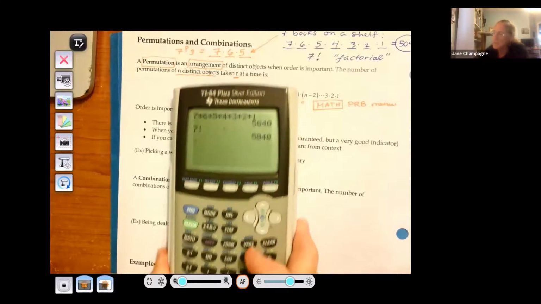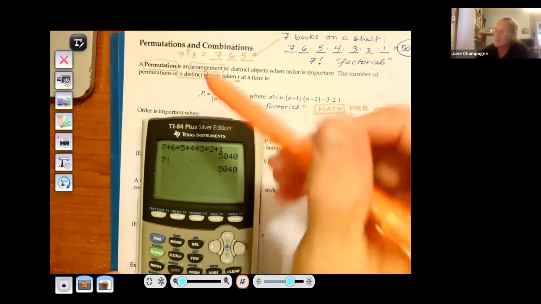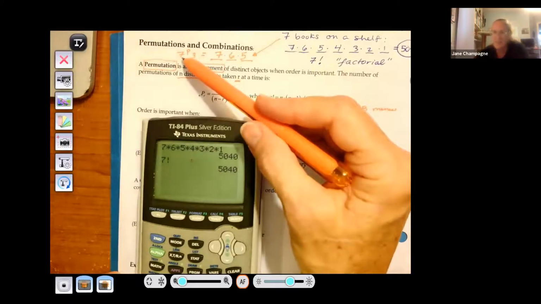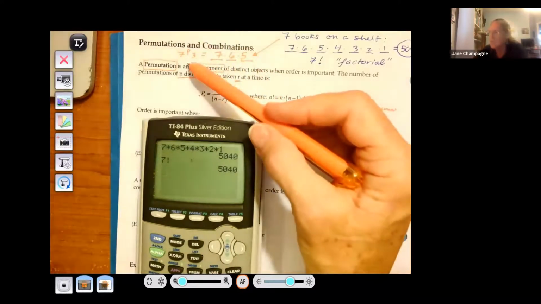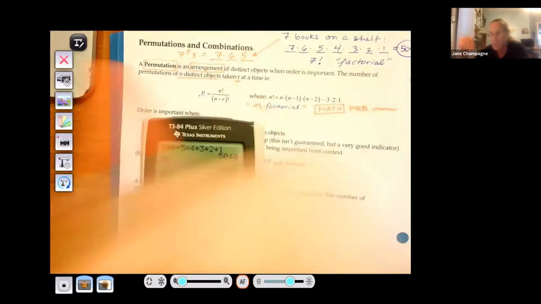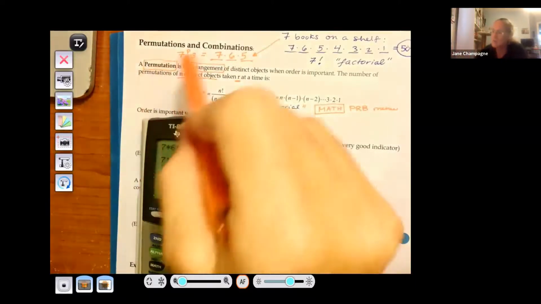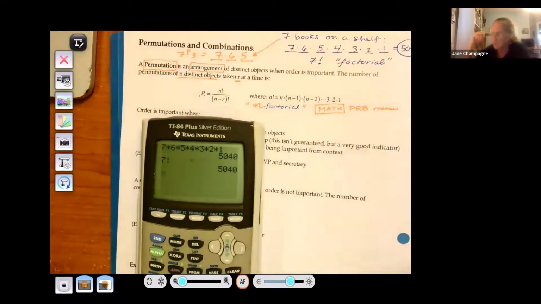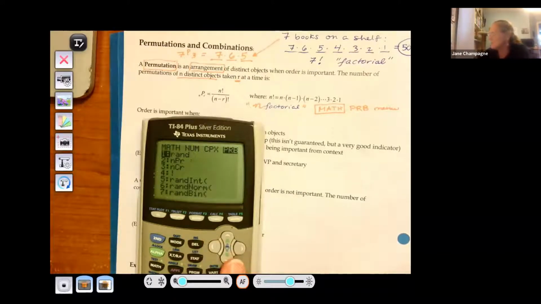All right, if you're only arranging some of them, you have a total of, in this case, 7 books, objects, and you want to permute, which is a fancy word for arrange, put into position, 3 items, 3 of them. That is 7 P3. So you type the 7 first, the total goes first, and then you go to your math, over to your probability menu, down to NPR, and then enter, and 3.